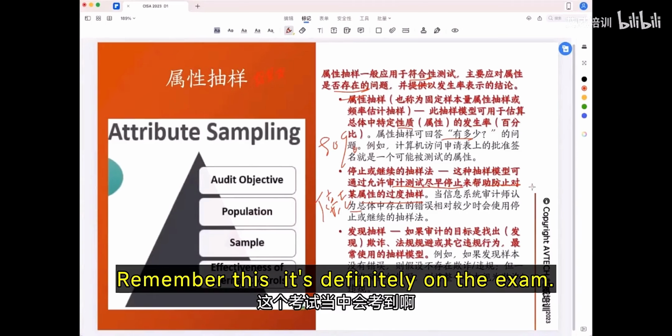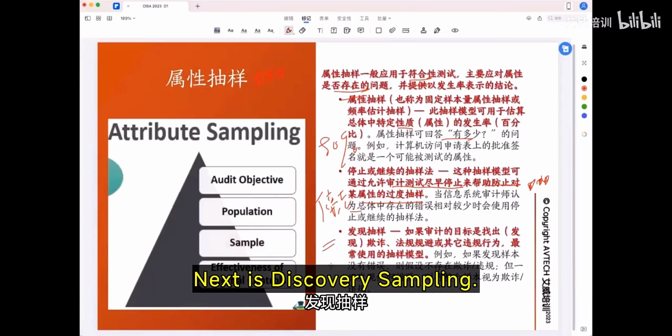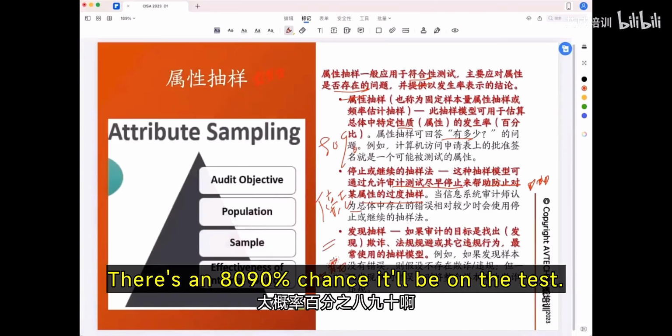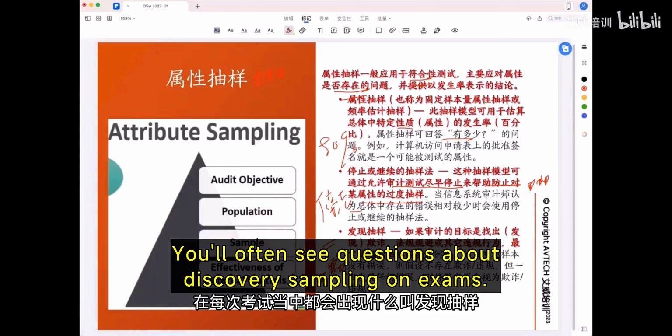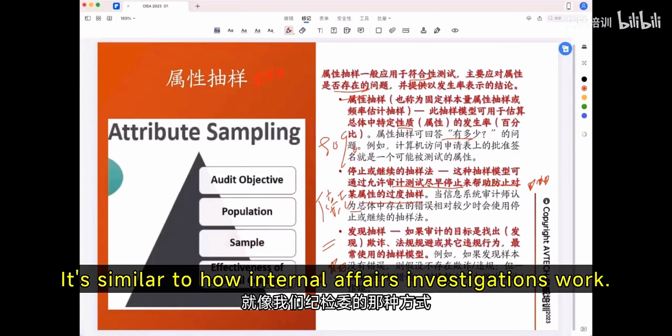Remember this, it's definitely on the exam. Don't worry, these concepts are fairly straightforward. Next is discovery sampling. It's very likely to appear. There's an 80–90% chance it'll be on the test. You'll often see questions about discovery sampling on exams. Pay special attention to discovery sampling. It's similar to how internal affairs investigations work.